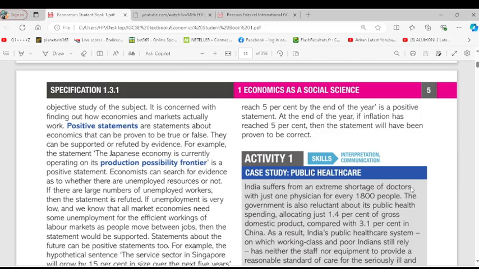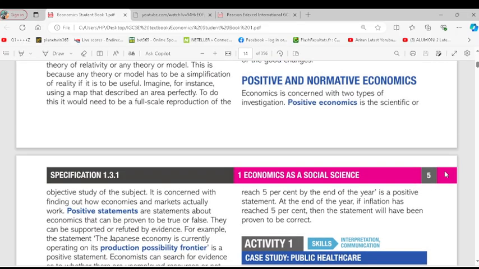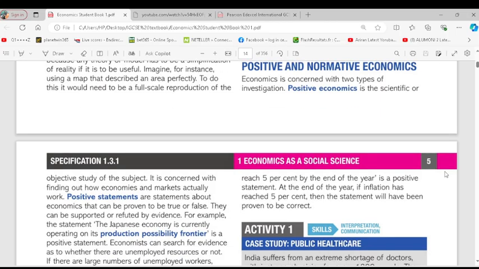We have positive economics, which is an objective study of economics itself. That is positive economics. And what does this concern? It concerns how to find out the nature, the behavior of the market, how the market actually works. That is what positive economics is. Do you get what positive economics is? Positive economics studies economics itself.